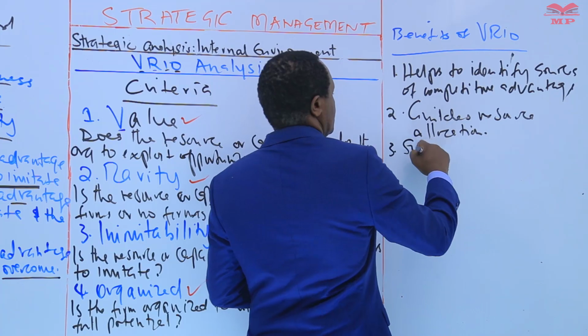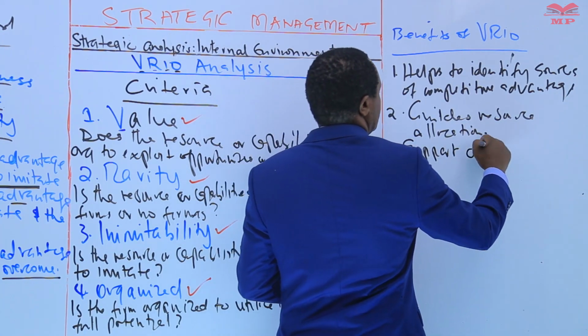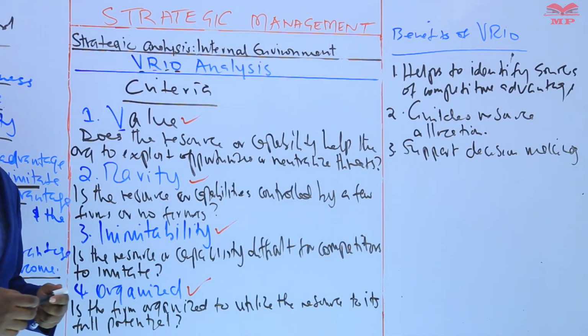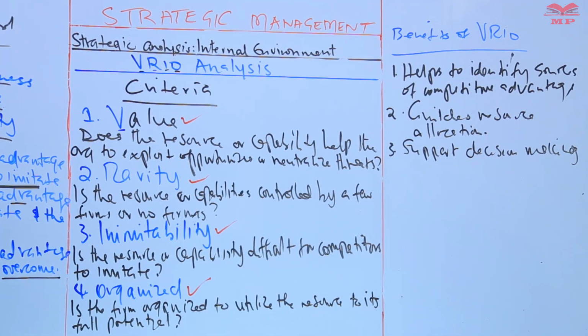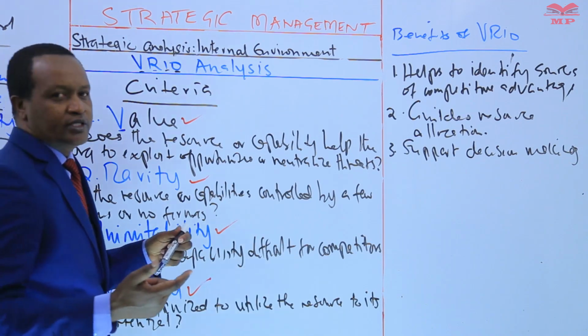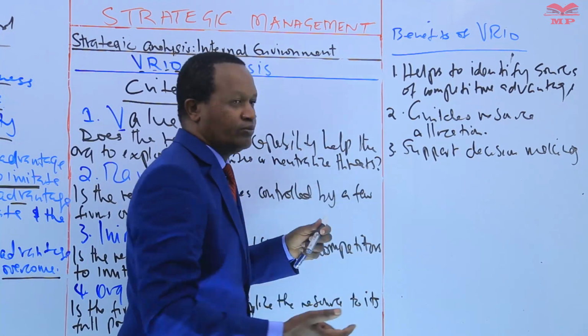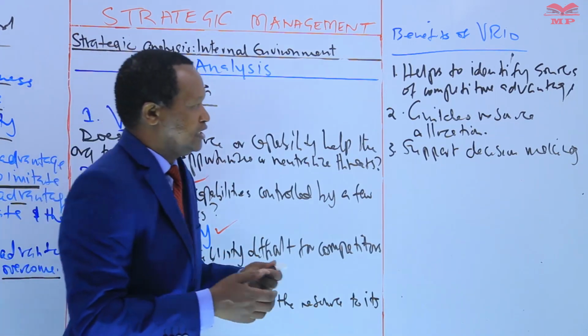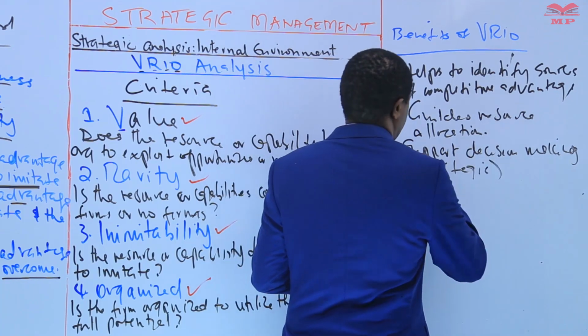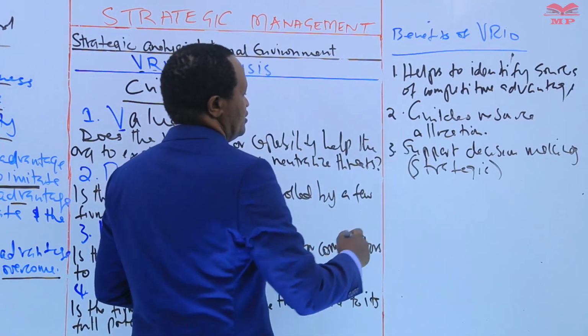3, it can be used to support strategic decision making, because it informs decisions about which markets to enter, which products or services to offer, and how to differentiate from the competitors. It can support strategic decision making.